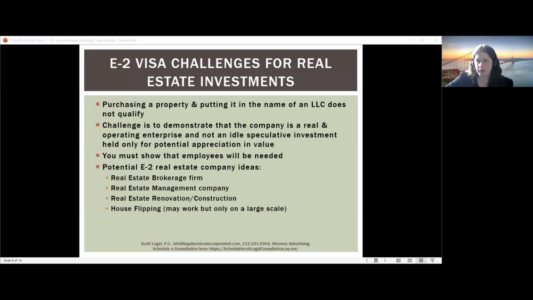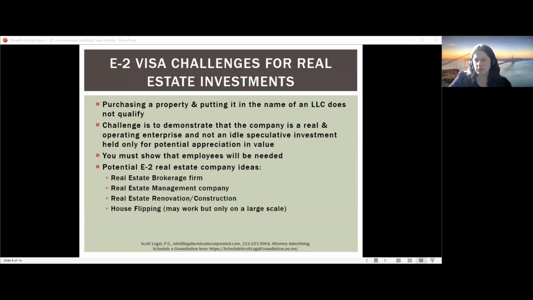We have some ideas listed here that have worked in the past. One, a real estate brokerage firm, a property management company, renovation or construction, or house flipping if you're doing it on a large scale. With property management, you couldn't purchase one home and say, I'm managing that property. But let's say you have a home you've purchased and your company is also going to manage other properties and seek out other clients. That could work, certainly. Or let's say you have a renovation company that focuses on home renovation, but you're also going to have a smaller service line where you do house flipping. That's fine. You can certainly incorporate those things in.